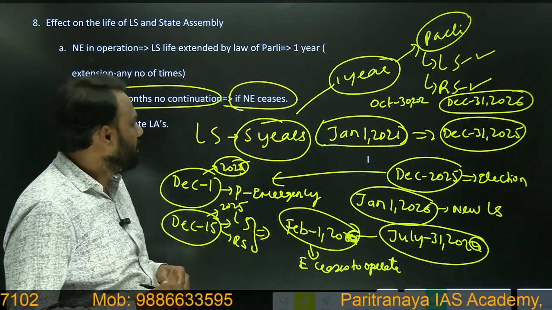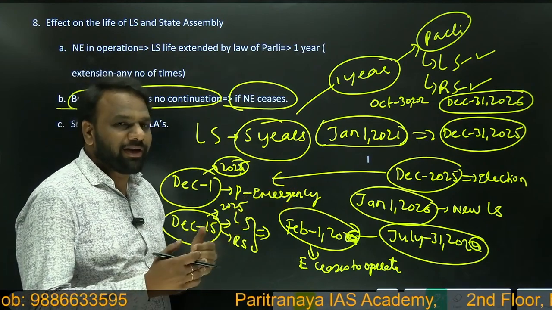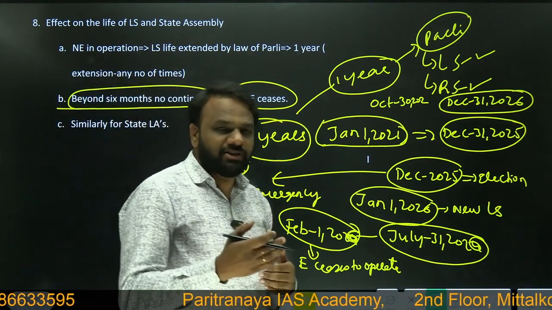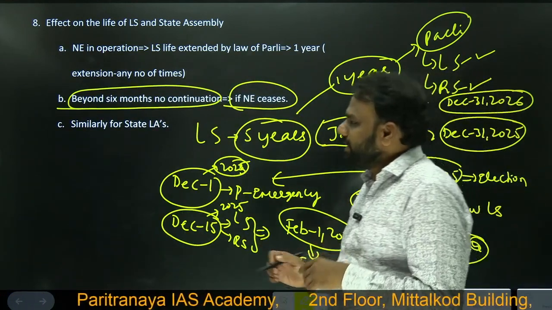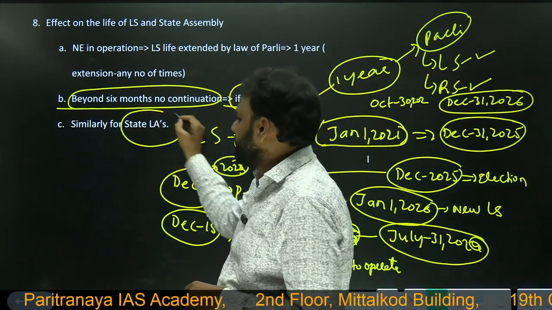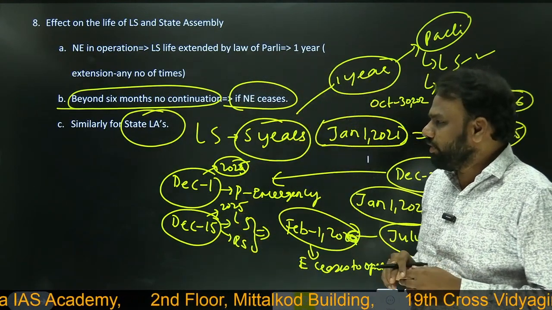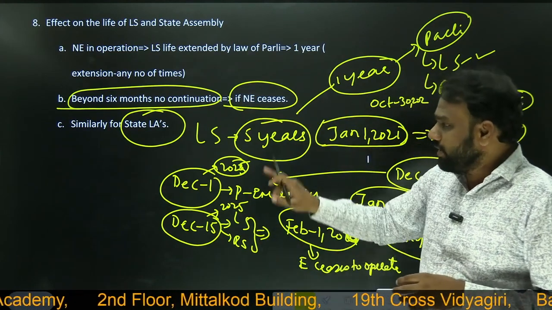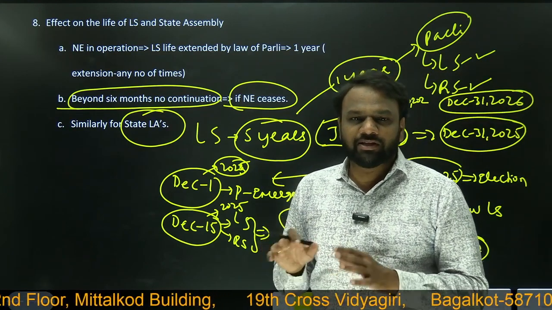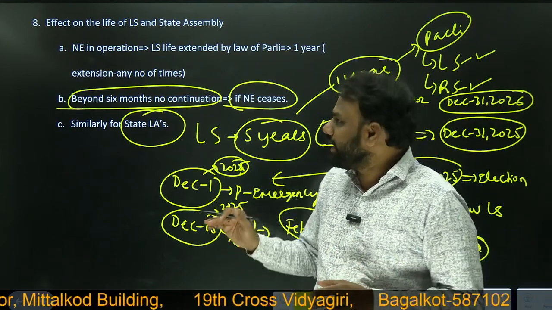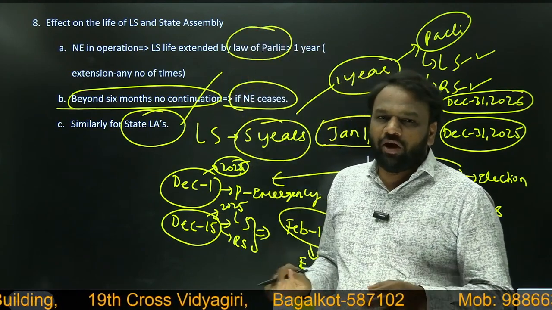So what we understood, beyond 6 months, if emergency ceases to operate, then Lok Sabha cannot continue for more than 6 months from the day when the emergency has ceased to operate. Okay, and similarly, the same extends to state legislative assemblies as well. So whatever is true for Lok Sabha, the same is true for state assemblies as well. Important point to remember here is, in order to extend the life of state legislative assemblies, whose permission is required? Parliamentary permission, or parliamentary law is required.